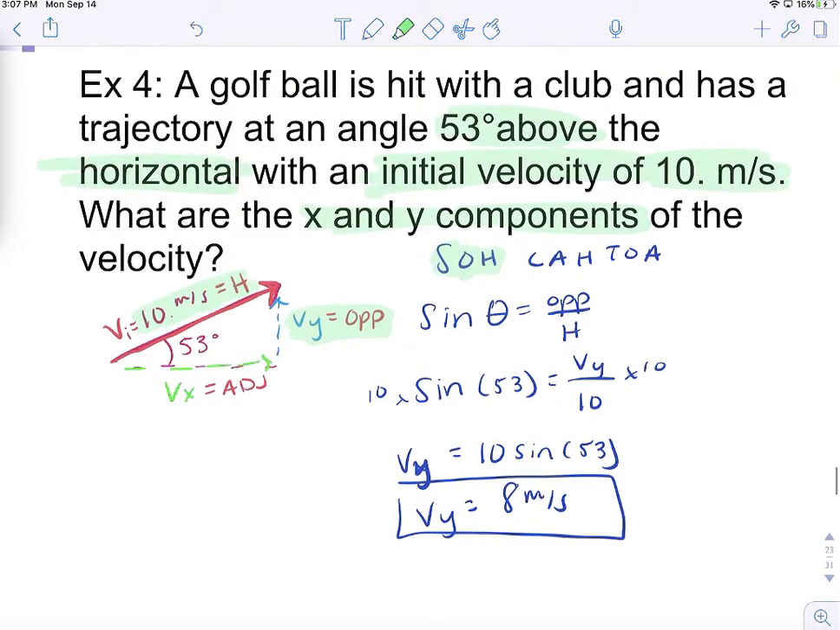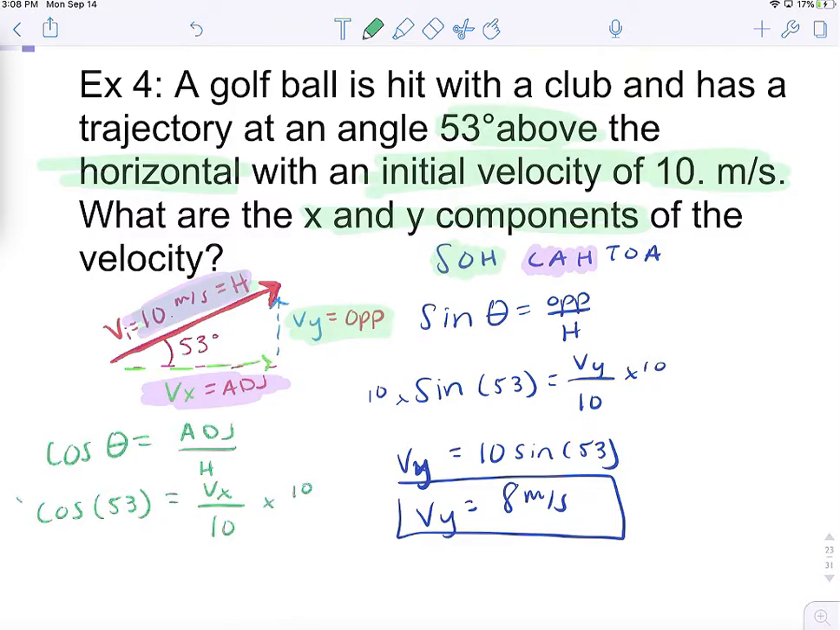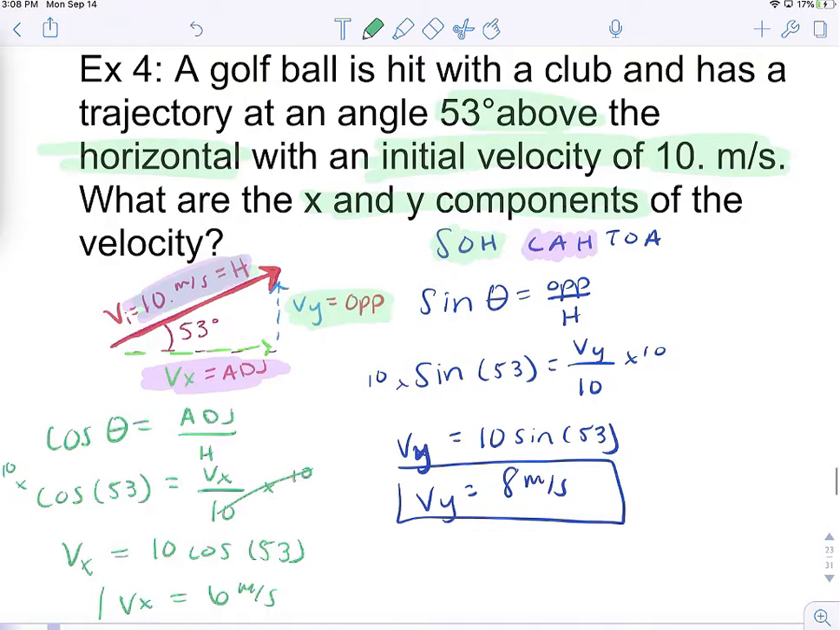So now to find my x component. I am looking for the adjacent side. I know my hypotenuse, so I'm going to use cosine of theta equals adjacent over hypotenuse. Cosine of my angle equals velocity x is that adjacent side over 10. I'm going to move 10 to the other side by multiplying. Now velocity x is all by itself. And I get my x velocity is equal to 6 meters per second.